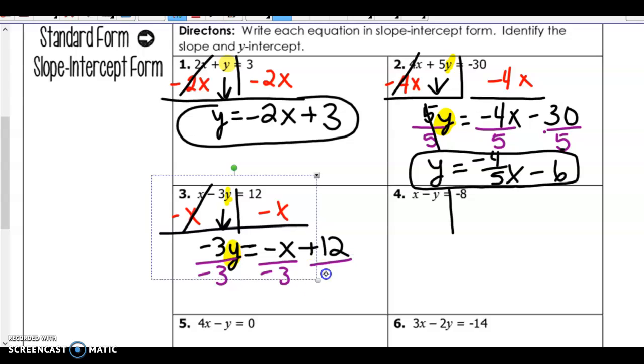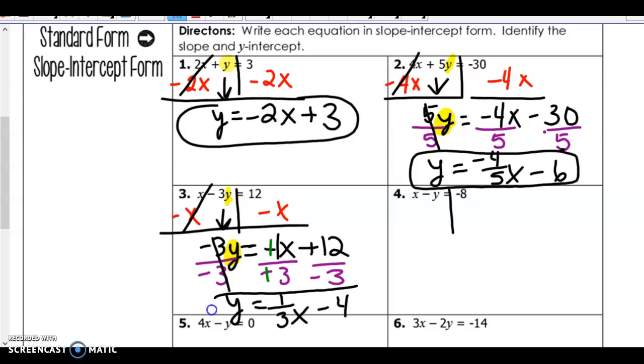Divide by negative 3 for that one as well, okay? So again, the negative 3 and the y were being multiplied, so we divided them so they would cancel. So then I'm left with y equals these double negatives right here turn to positives, and technically there is a 1 with that x. So this would become 1 over 3x, and then 12 divided by negative 3 gives you negative 4. So then that would be your answer for that one.